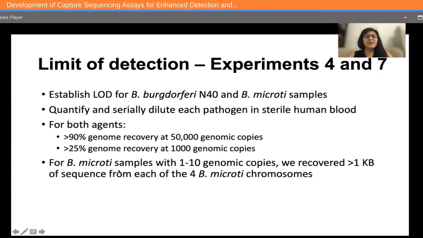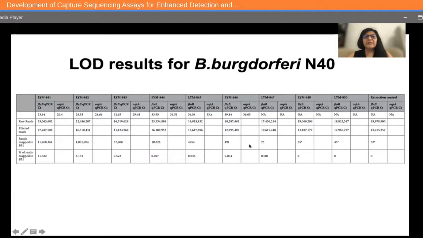For Babesia microti samples, for 1 to 10 genomic copies, we recovered almost 1,000 kb of sequence from each of the 4 chromosomes. And for the Borrelia burgdorferi, mappings are summarized here. We can see that the qPCR values are listed here, and the read counts, filtered reads, and the reads mapped and the percentage of reads mapped are listed in these rows.